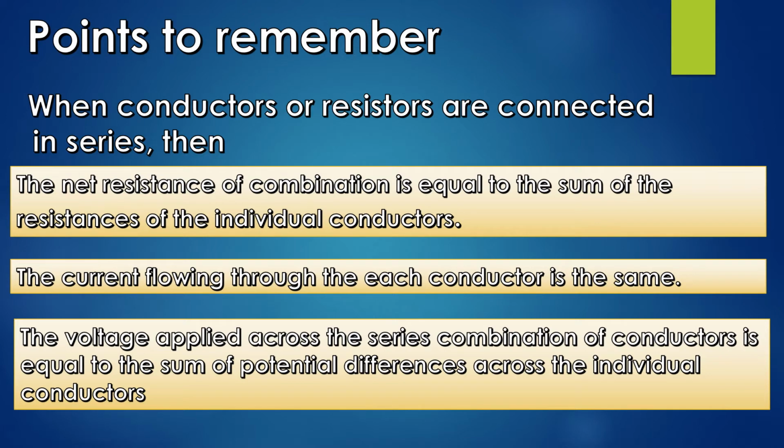Remember these points. When conductors or resistors are connected in series, the net resistance of the combination is equal to the sum of the resistances of the individual conductors. The current flowing through each conductor is the same. The voltage applied across the series combination of conductors is equal to the sum of the potential differences across the individual conductors.